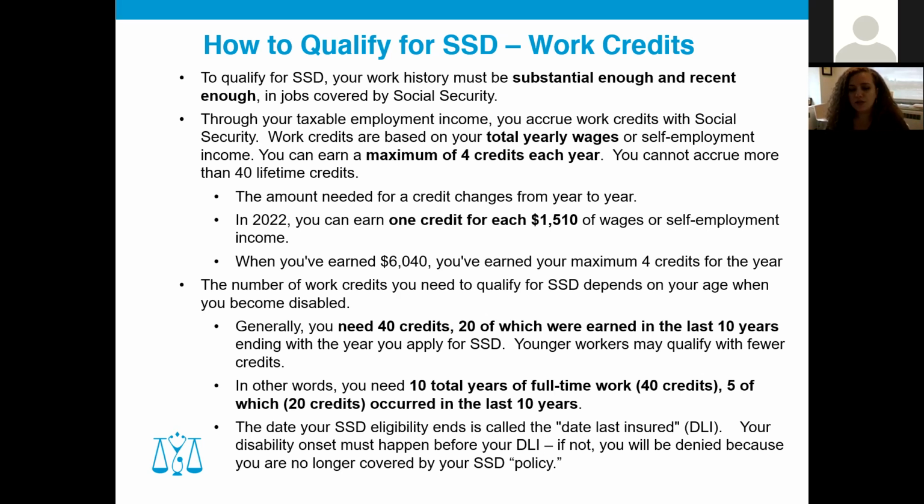The date when eligibility ends is called the date last insured, or DLI. And your disability onset must happen before this date last insured. If not, you will be denied because you're no longer covered by this Social Security disability policy, as they call it. So it's extremely important that even if someone had a lot of work history, they worked recently enough, because their date last insured could be far back and they may not be covered by SSD anymore.